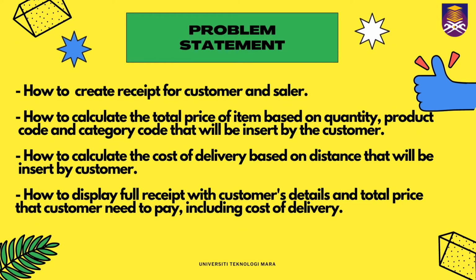Problem statement. The first one is how to create a receipt for the customer and seller. The second one is how to calculate the total price of an item based on the quantity, product code, and category code that will be inserted by the customer. And the next one is how to calculate the cost of delivery based on the distance that will be inserted by the customer. And then next, how to display the receipt with customer details.